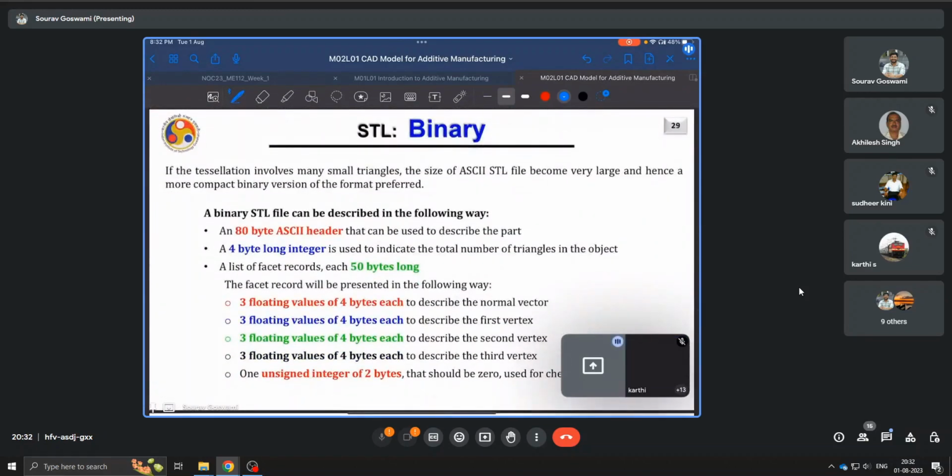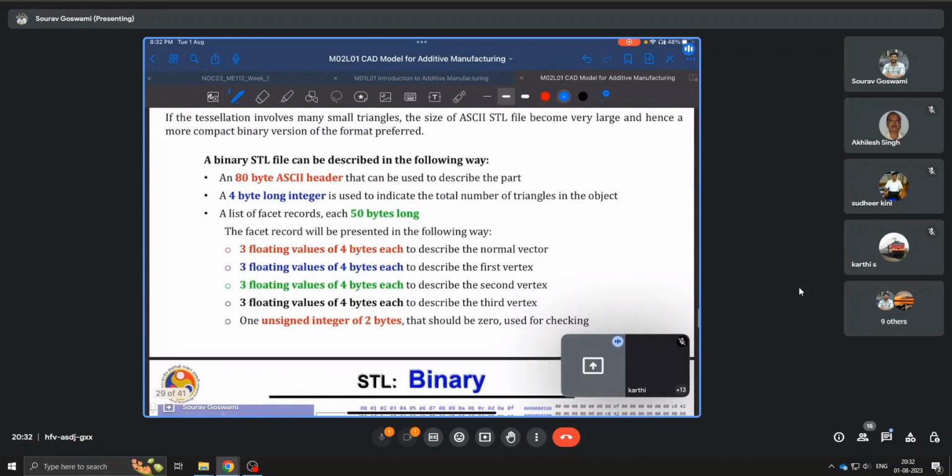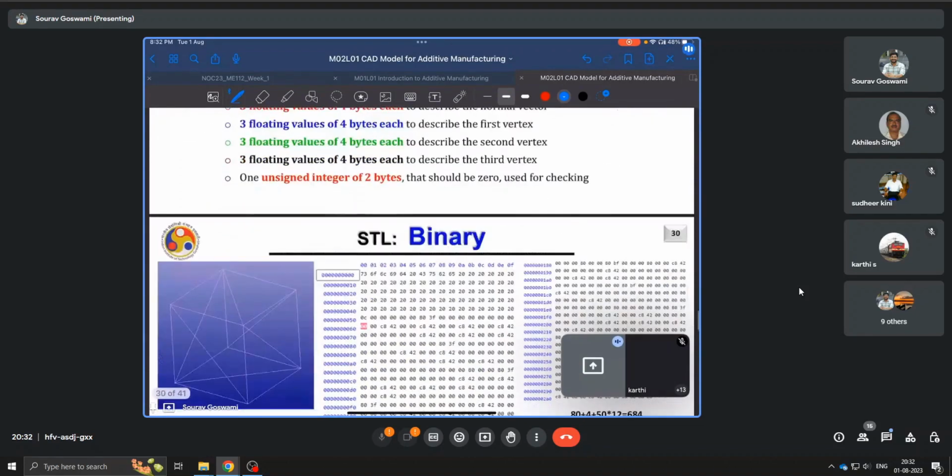Again, as we discussed, an STL file can also be stored in a binary format, which saves space and is more machine friendly. This slide and the successive slide contain a description of such a file format.